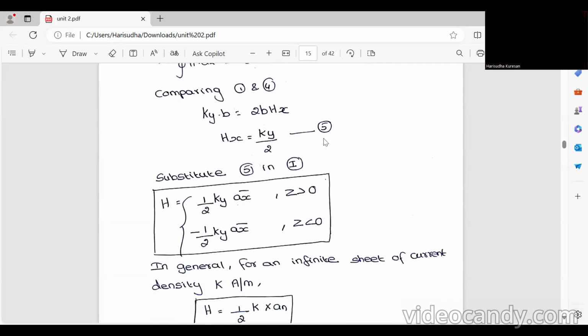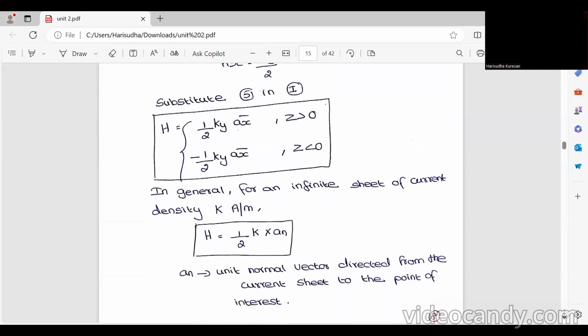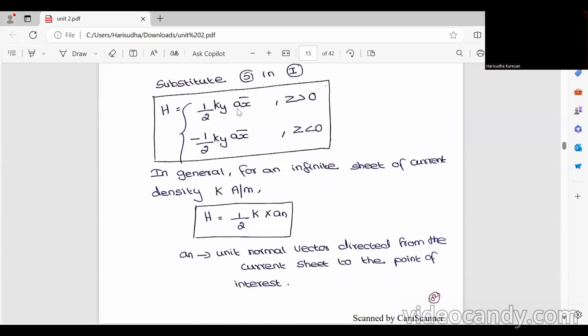Now you substitute this fifth equation in equation 1. What is equation 1? The closed integral of H dot dl equals the enclosed current, which is equal to Ky b. So you substitute this fifth equation in the place of H, and therefore you get H equal to 1 by 2 Ky az unit vector where z is greater than 0, and minus 1 by 2 Ky az unit vector where z is less than 0.